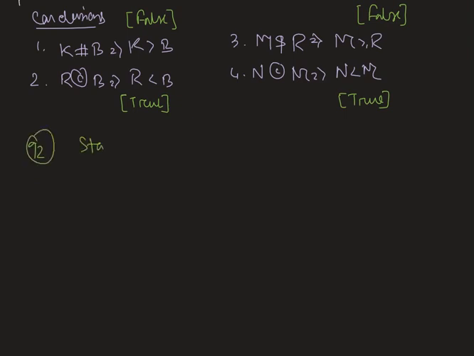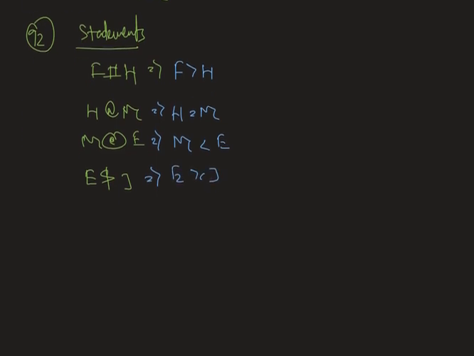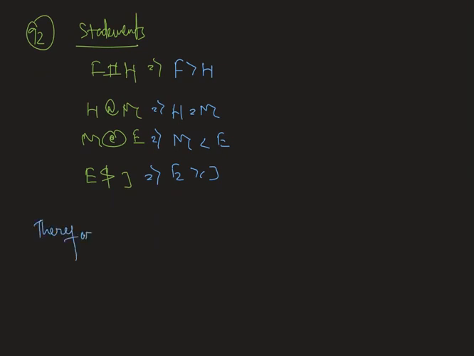The statements are F hashtag H, H at the rate M, M copyright E, E dollar J. F hashtag H implies that F is strictly greater than H. The next one implies that H is equal to M. The third one implies that M is less than E. The fourth one implies that E is greater than or equal to J. Now combining all these statements, we can say that F is strictly greater than H equals M is less than E is greater than or equal to J.